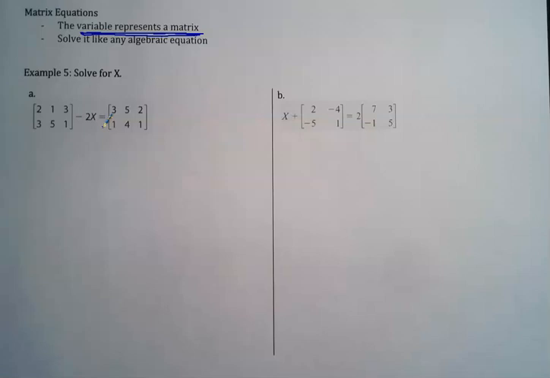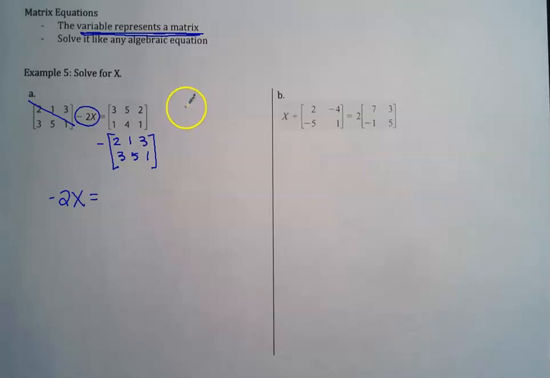We would subtract it, right? Okay, I'm only going to write it one time, so we're going to subtract the matrix 2, 1, 3, 3, 5, 1 from this side. So we subtract it from both sides, so it's going to be gone. We're going to be left with negative 2x equals.